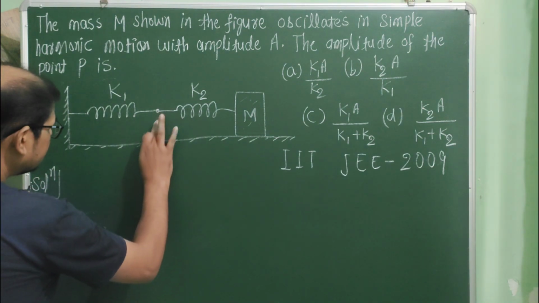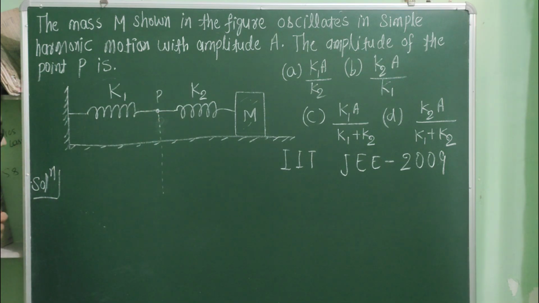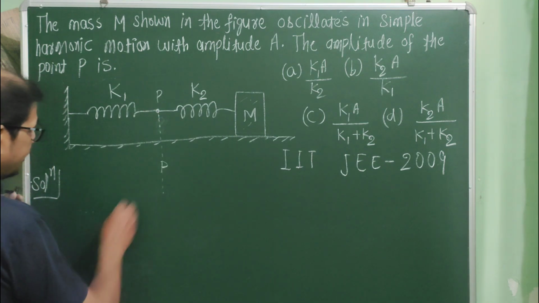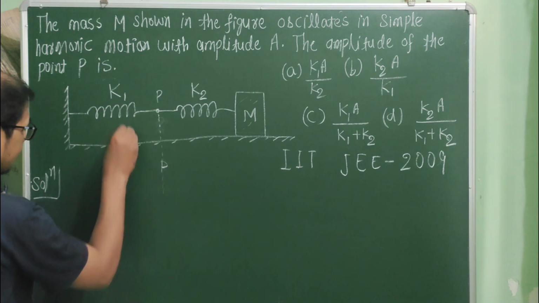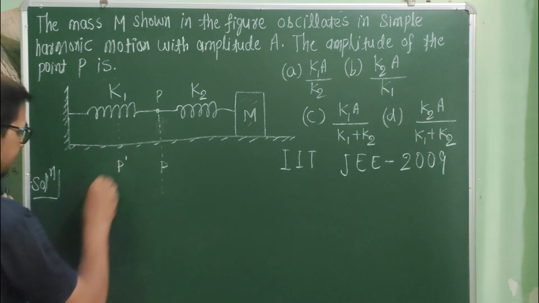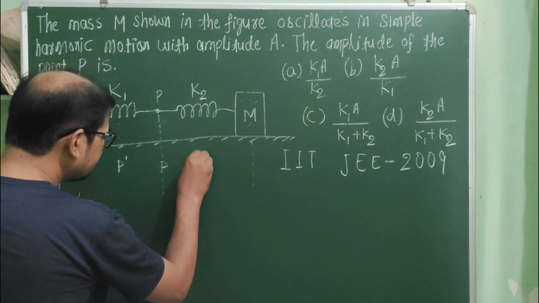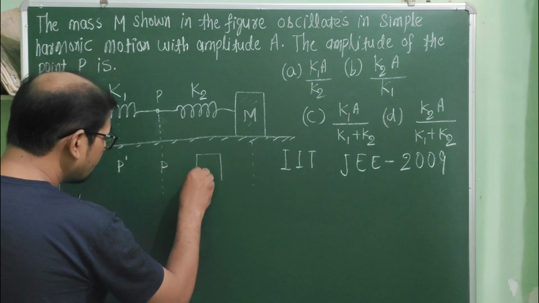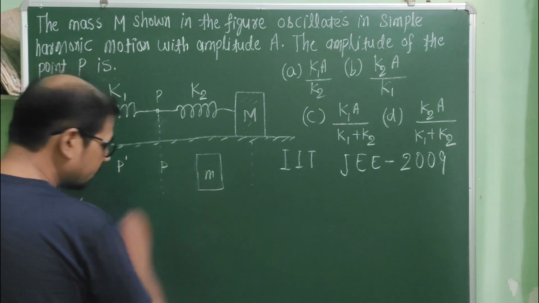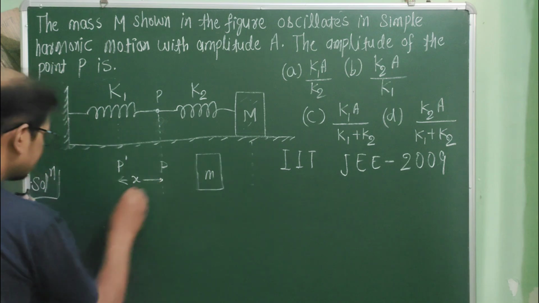This is the original position of the particle, this is P. Now, suppose this particle comes to here. This is P dash. And finally, this M comes here. The point P comes here, and the displacement is X.